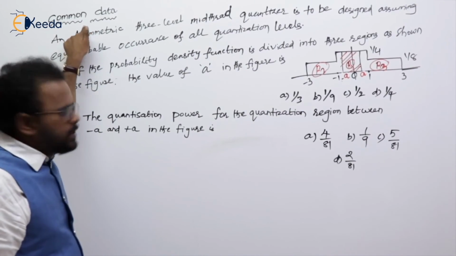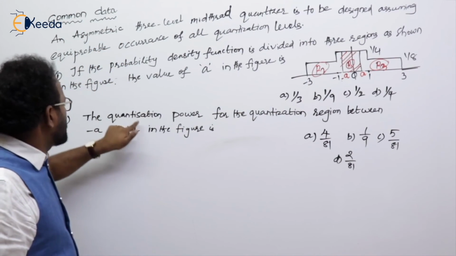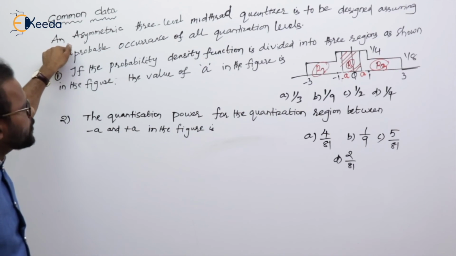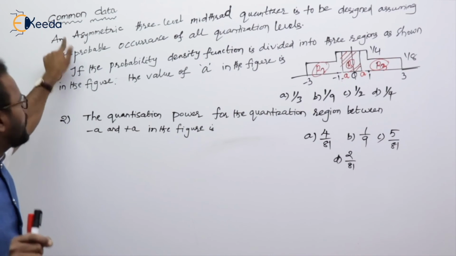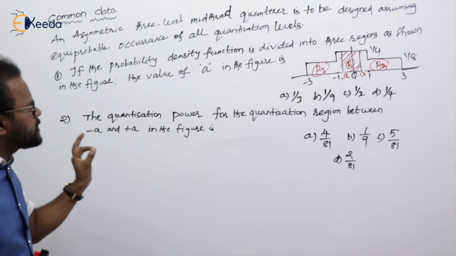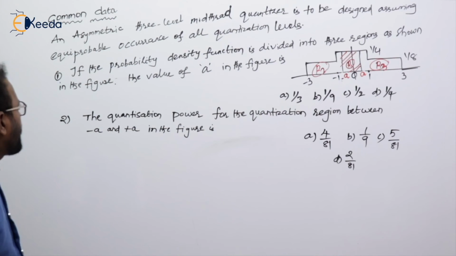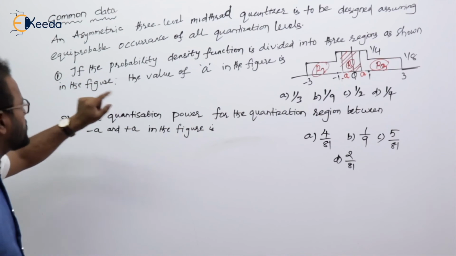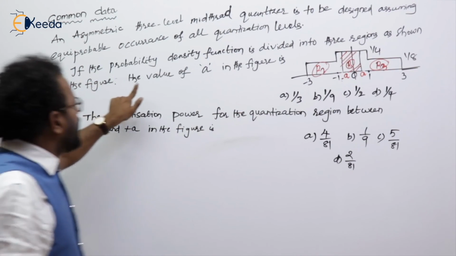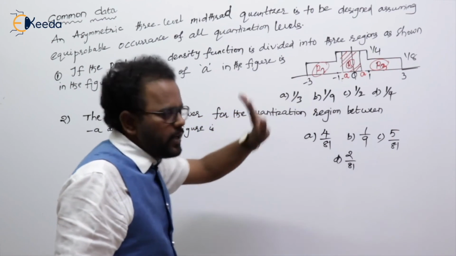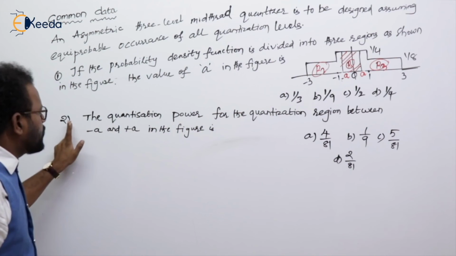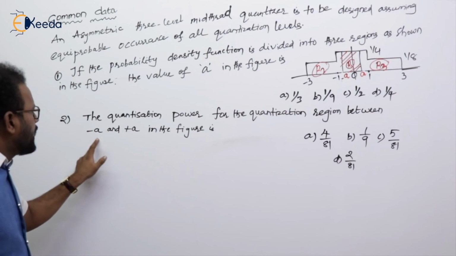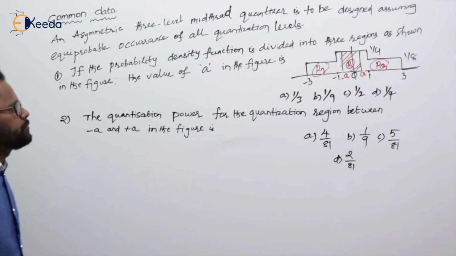It is a common data question. So common data is given, and 2 questions are given. What is the common data? An asymmetric 3-level mid-thread quantizer is to be designed assuming equiprobable occurrence of all quantization levels. First question: if the probability density function is divided into 3 regions as shown in the figure, the value of A in the figure is. This is the figure they have given. Second question: the quantization noise power for the quantization region between minus A and plus A in the figure is.